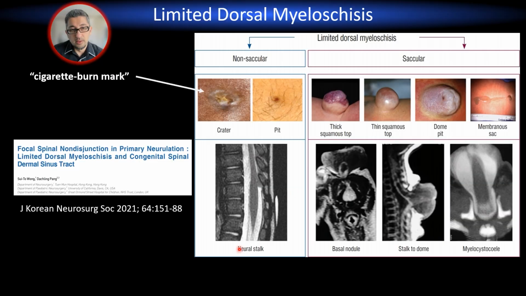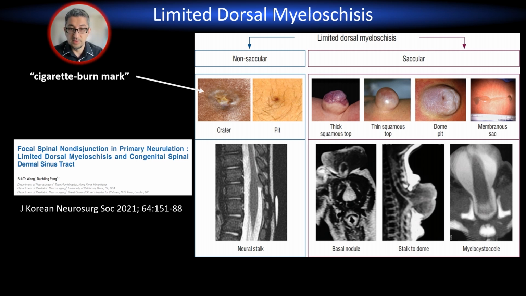The understanding of limited dorsal myeloschisis has become clear in recent years, and a group of surgeons actually published an excellent review paper, and they even described the subgroups of the saccular form. They have typical cutaneous lesions, and the crater or the cigarette burn mark is very diagnostic for the non-saccular type of limited dorsal myeloschisis.